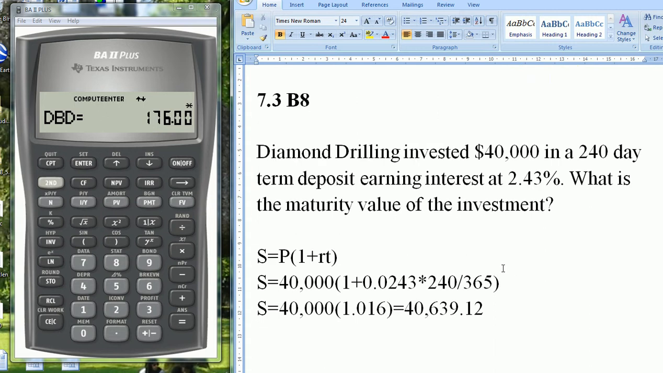The third one is, now this is not using the I equals PRT, but this is calculating a maturity value. So we go S equals P(1 plus RT). So S is the maturity value, and $40,000 was the principal. He borrowed or lent $40,000. 1 plus, and then the R was 0.0243 times the number of days. You know it's 240 days divided by 365. So you can work that out.